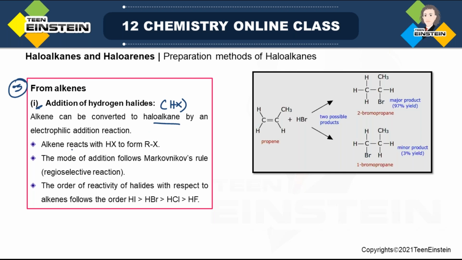Now why are we calling it an electrophilic addition reaction? Suppose you have any alkene. Suppose in general I am writing the structure R2C=CR2 and you are treating it with HX. So what you will get? The C=C double bond will not be present, and there will be a C-X bond and a C-H bond. As HX is added to this C=C double bond, that is why it is an addition reaction.